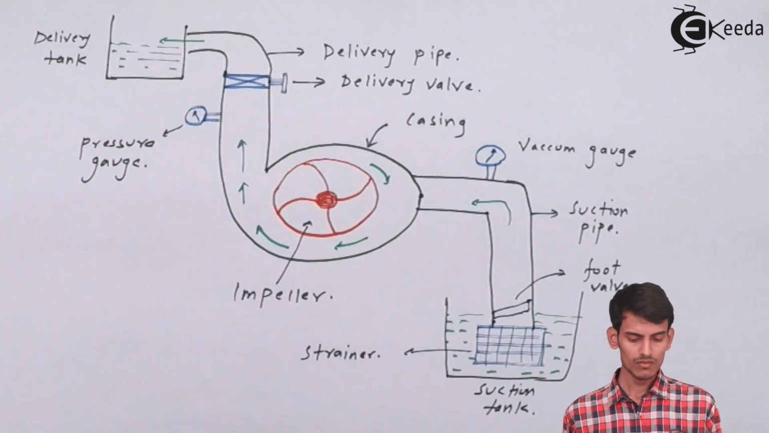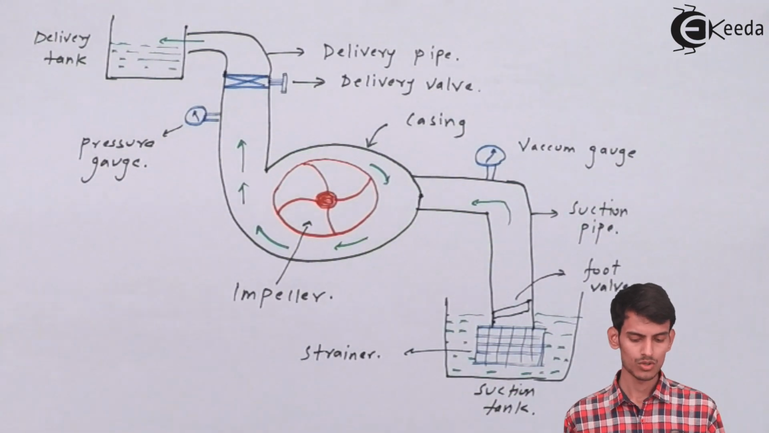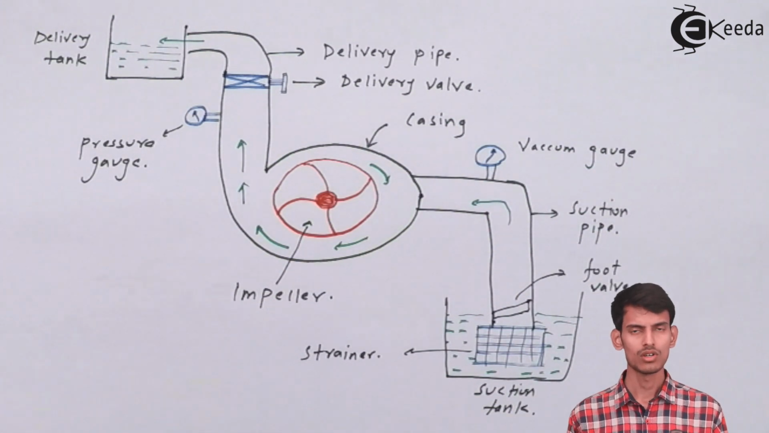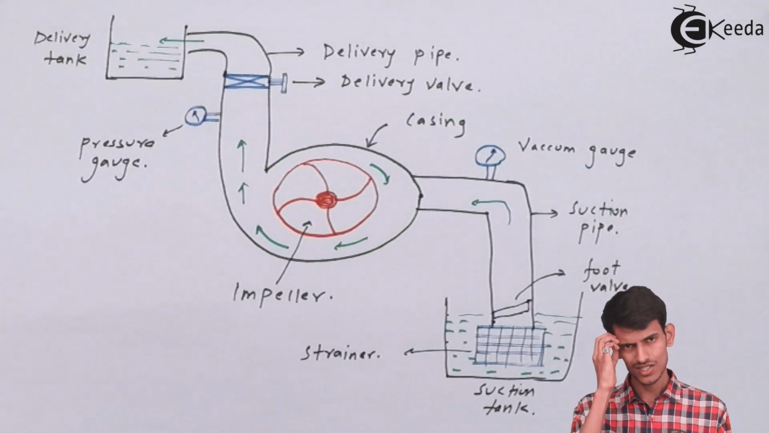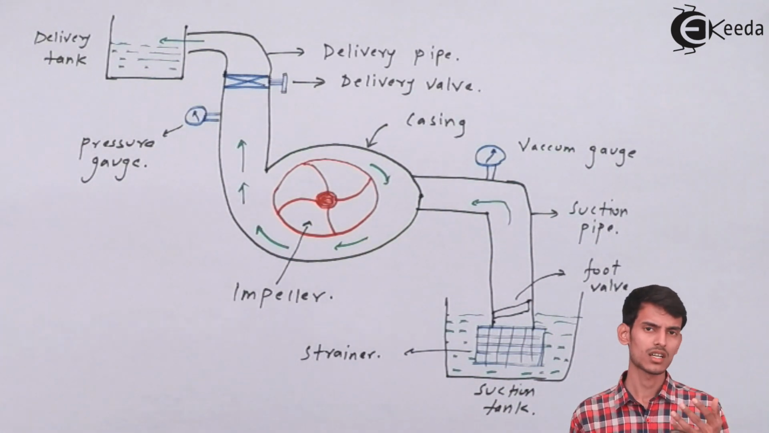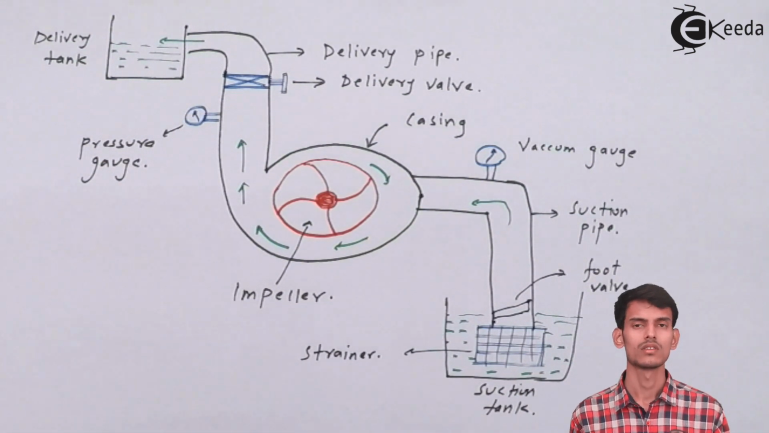So once the water goes up, the impeller starts rotating. The impeller is mounted on a shaft. The shaft is coupled to a motor. So the motor generates RPM and the impeller starts rotating. This rotation creates a pressure difference, and because of the pressure difference, the water gets sucked up and it enters into the casing.